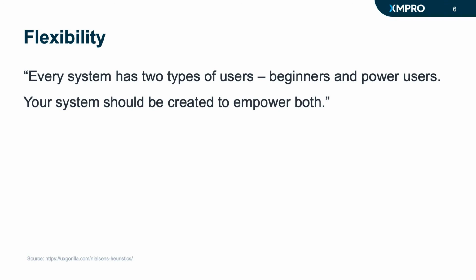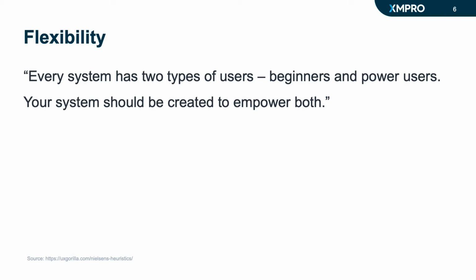Now let's look at flexibility. In the 1990s, the fathers of user experience design, Jacob Nielsen and Ralph Molich, came up with something called heuristic evaluation, which is a way to do usability evaluations. They then turned those heuristics into 10 rules. Their rule around flexibility says that every system has 2 types of users. You have beginner users and power users, and your system should be created to empower both of those.